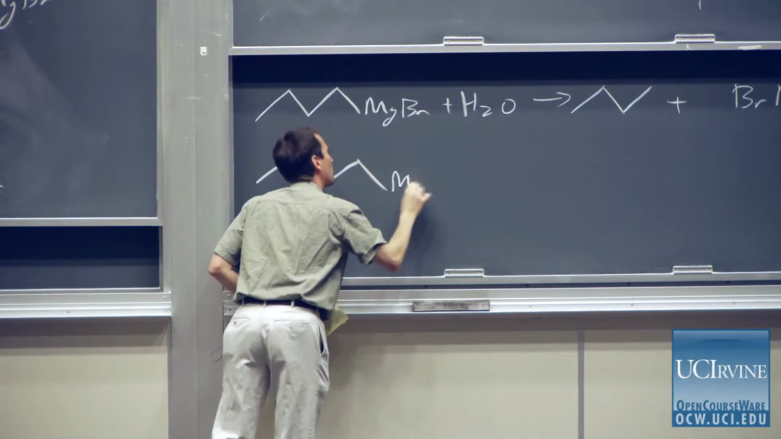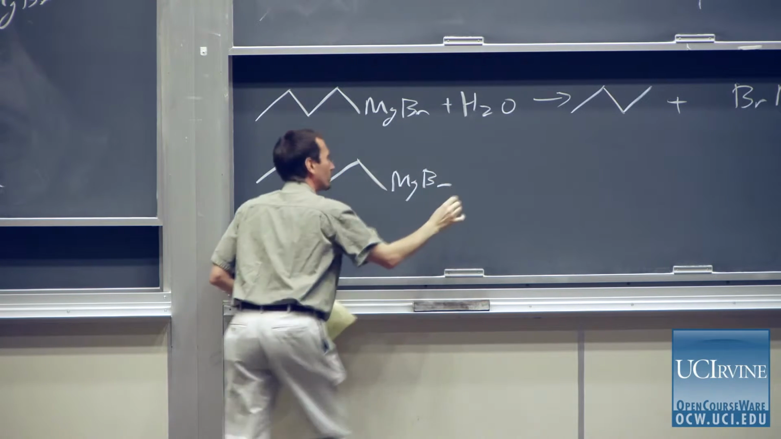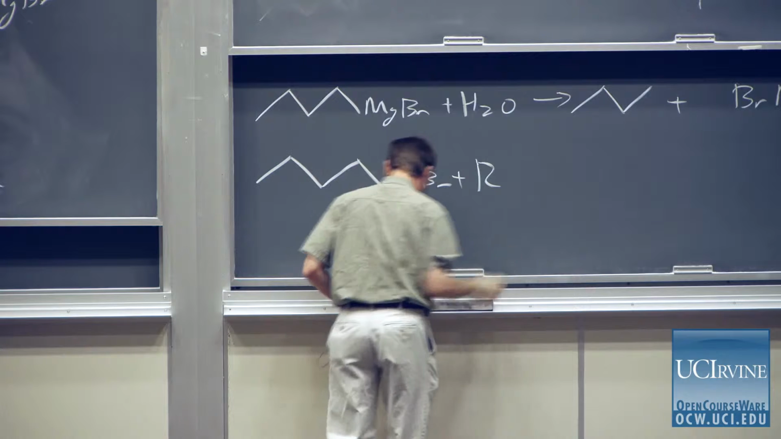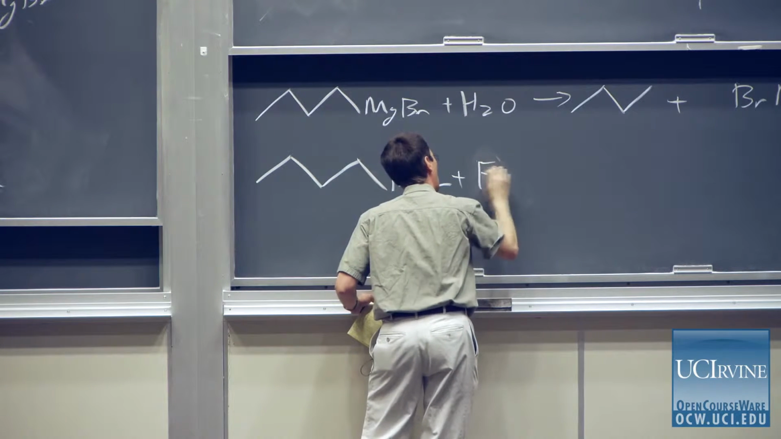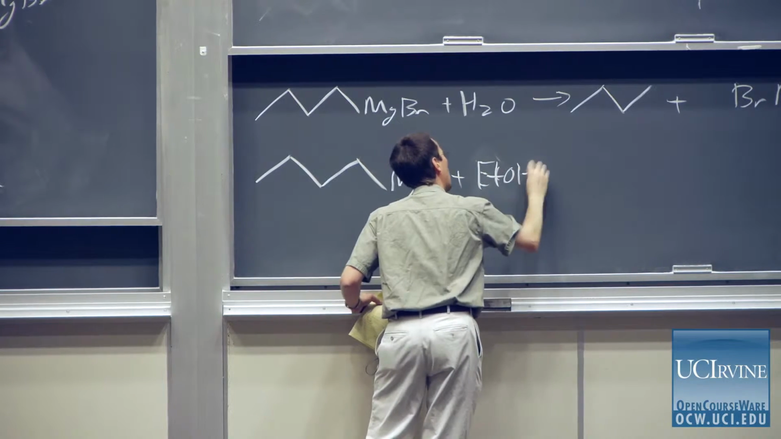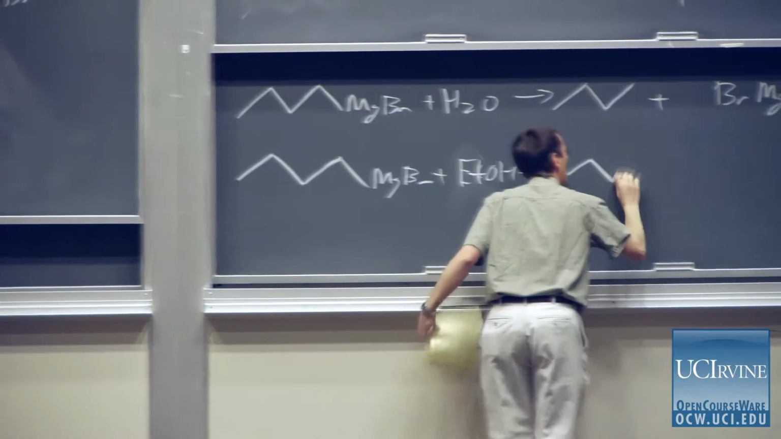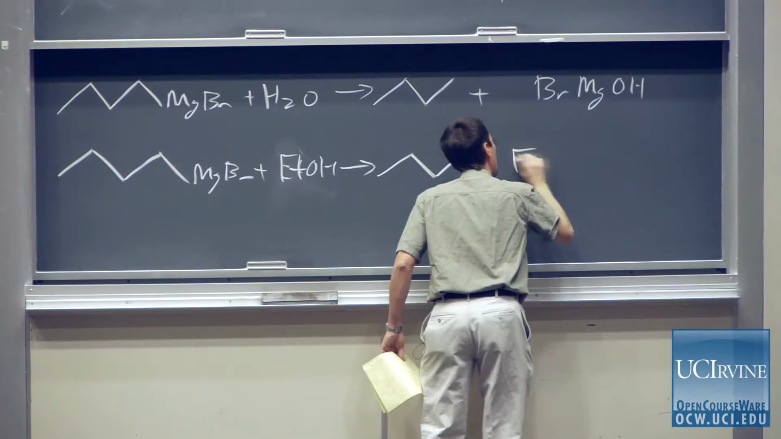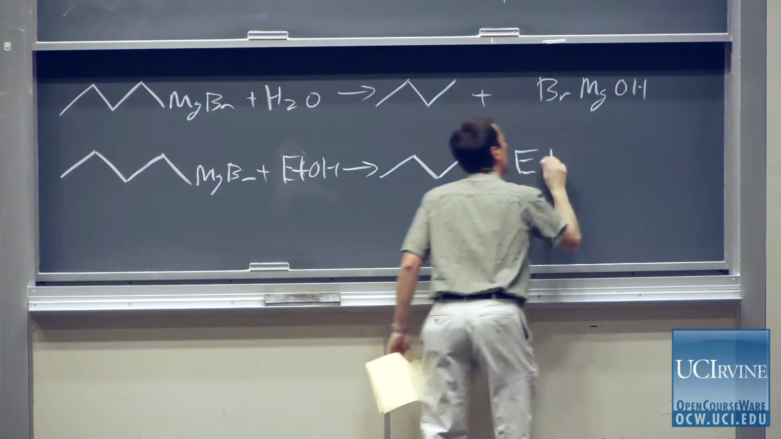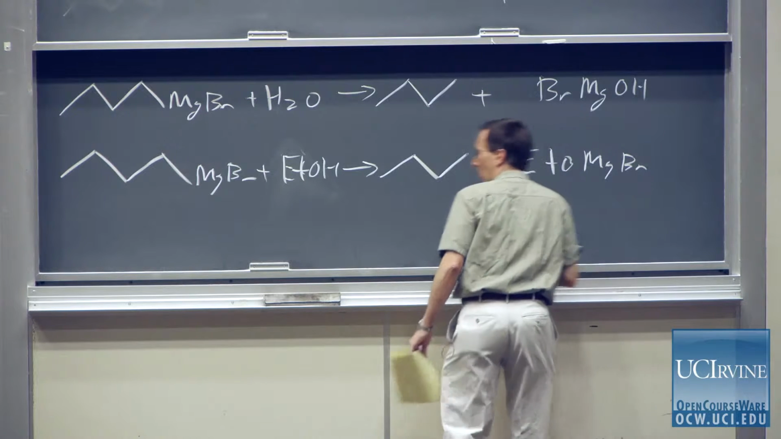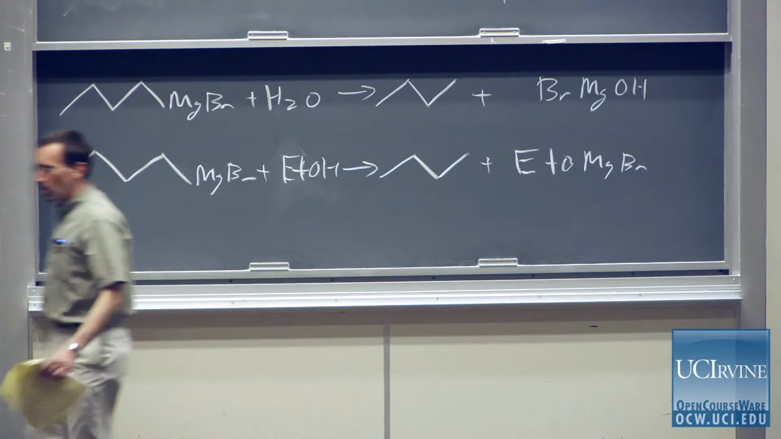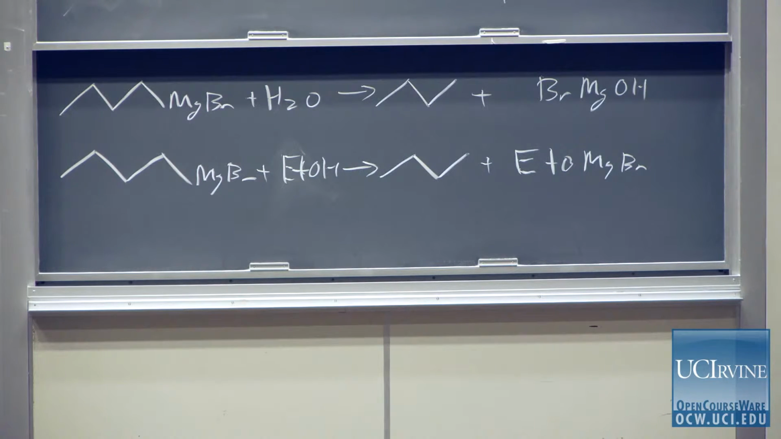And so just by comparison, imagine for a moment I wrote, let me pick a particular alcohol. We'll pick ethanol as an alcohol. And so now we would get butane and an ethoxy magnesium bromide. And of course, this would be the same with a carboxylic acid, or just about anything that you would normally think about as even mildly acidic.